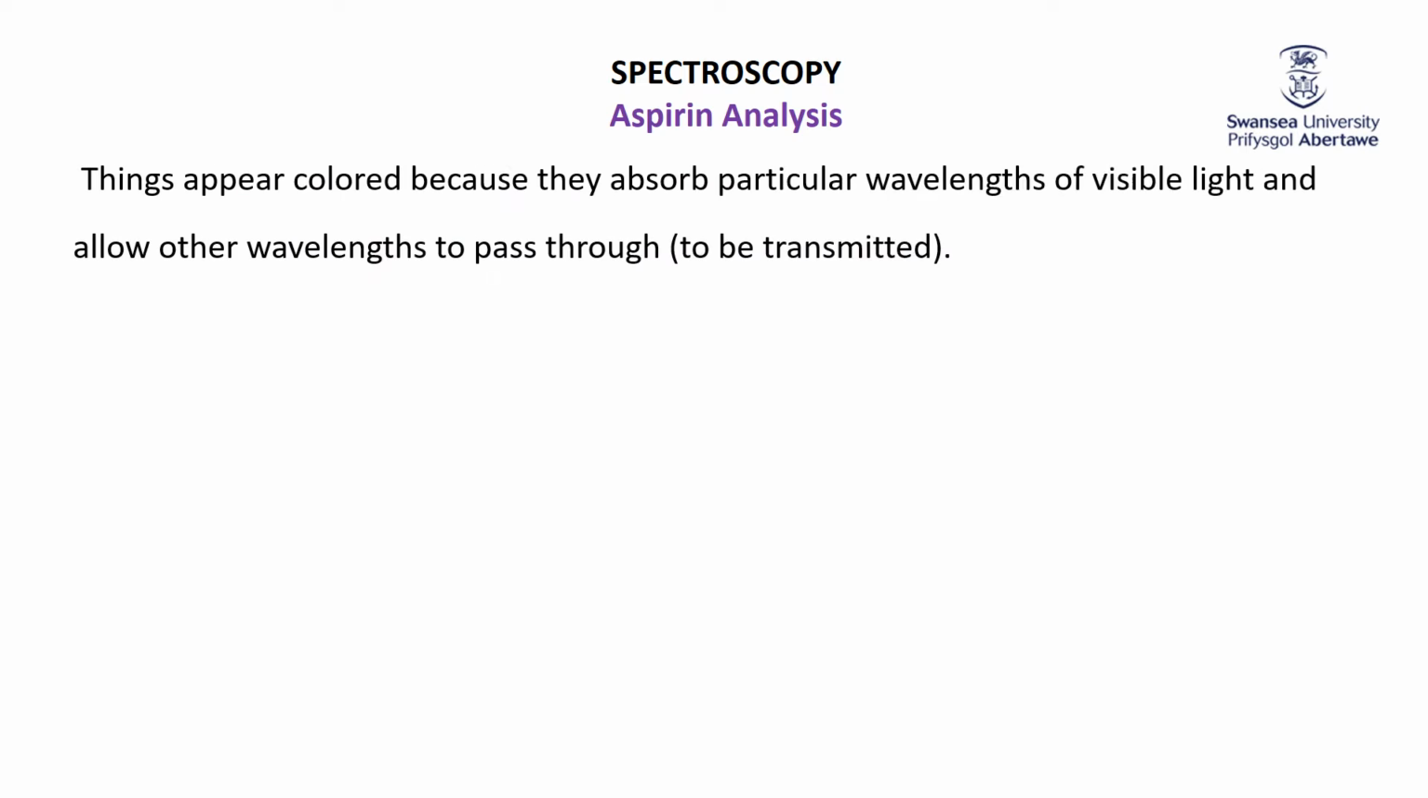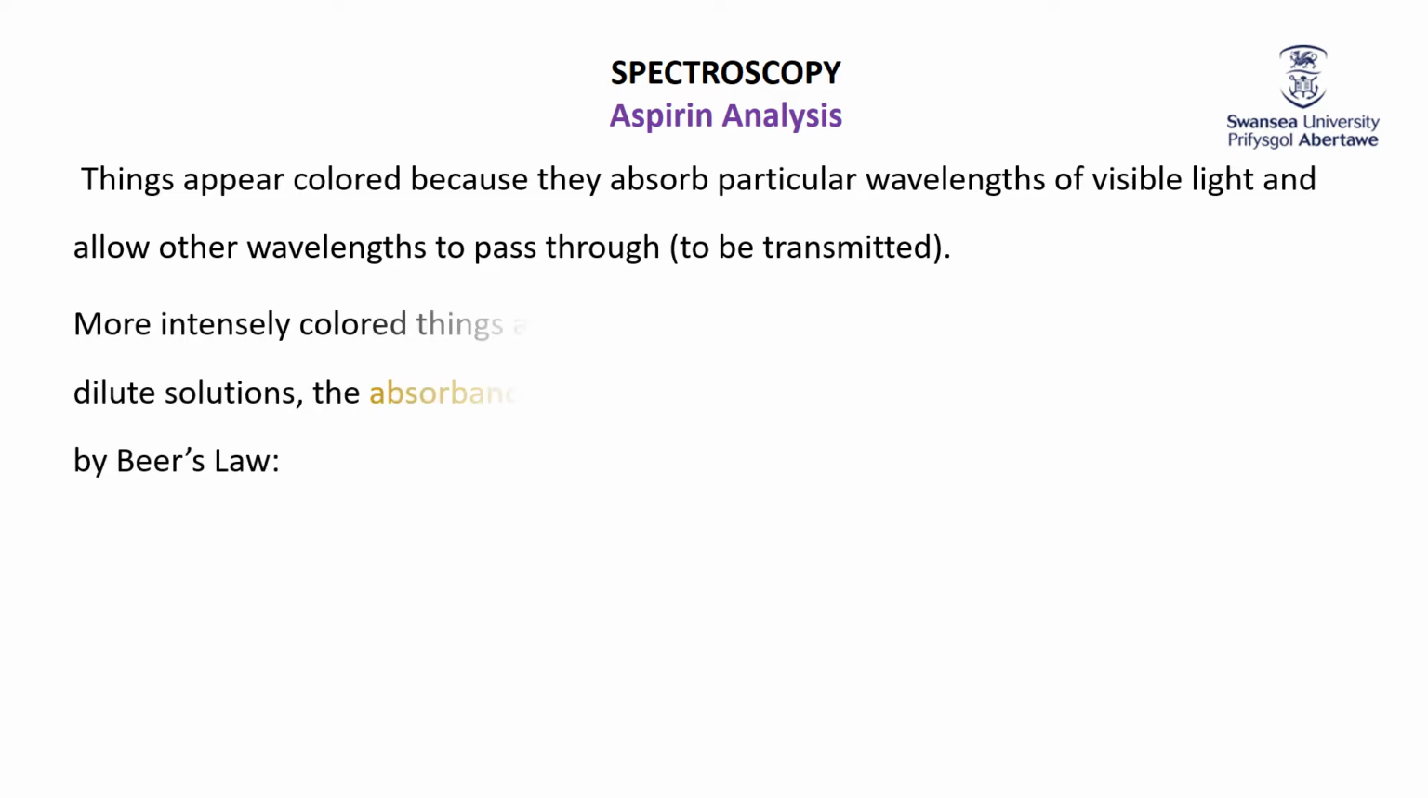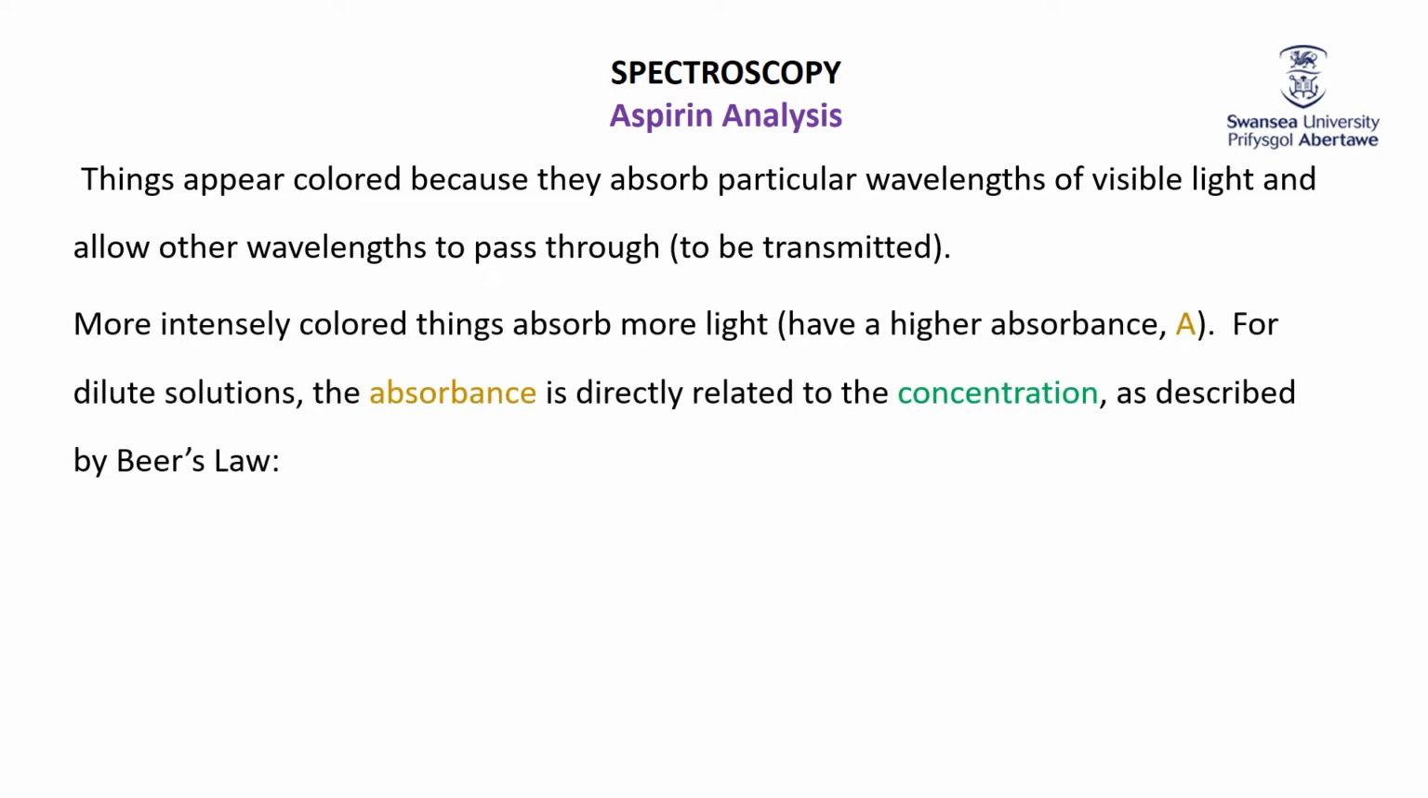Anyway, what we're going to be doing is looking at a coloured substance. Why are things coloured? It's because they absorb particular wavelengths of visible light and allow other wavelengths to pass through, or to be transmitted. The more intensely coloured things absorb more light, and the way we say that in a fancy fashion is they've got a higher absorbance, A. They absorb more light.